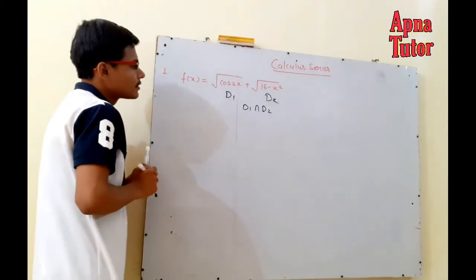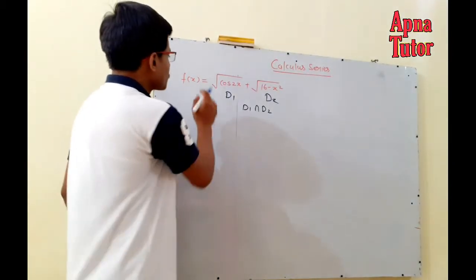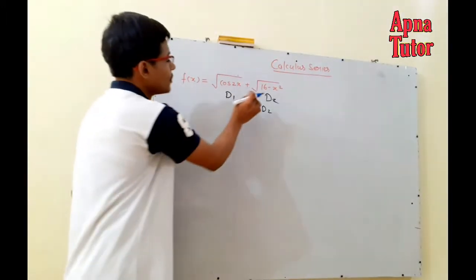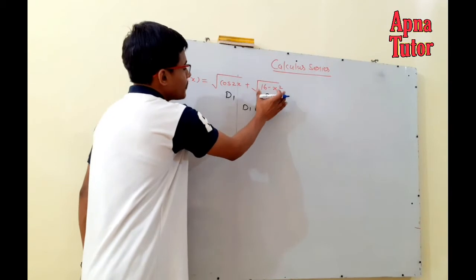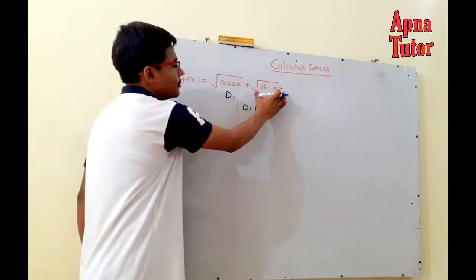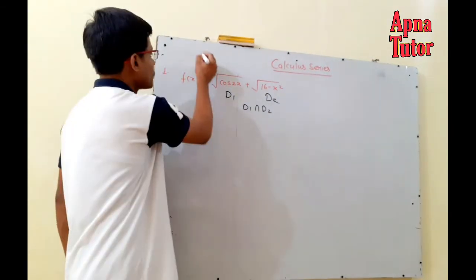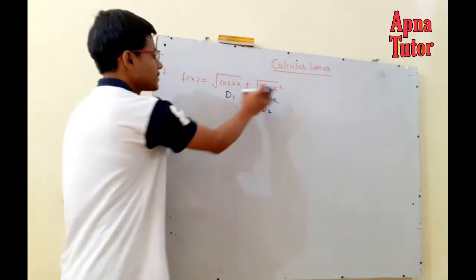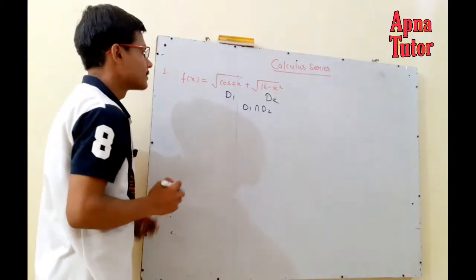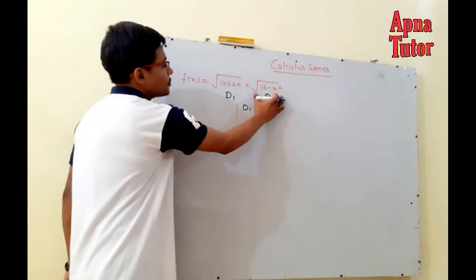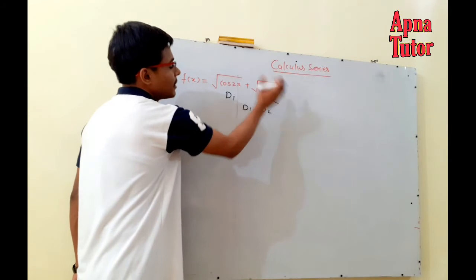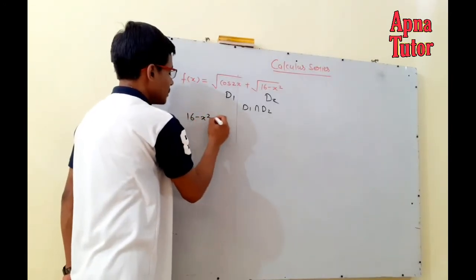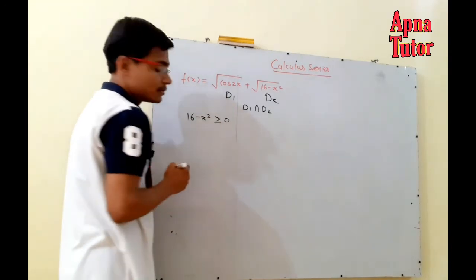So in this problem, I have told you initially you have to try to find the domain of algebraic functions first. So first try to find the domain of the algebraic function. This is root over 16 minus x square. So what you can do, write down 16 minus x square must be greater than or equal to 0.